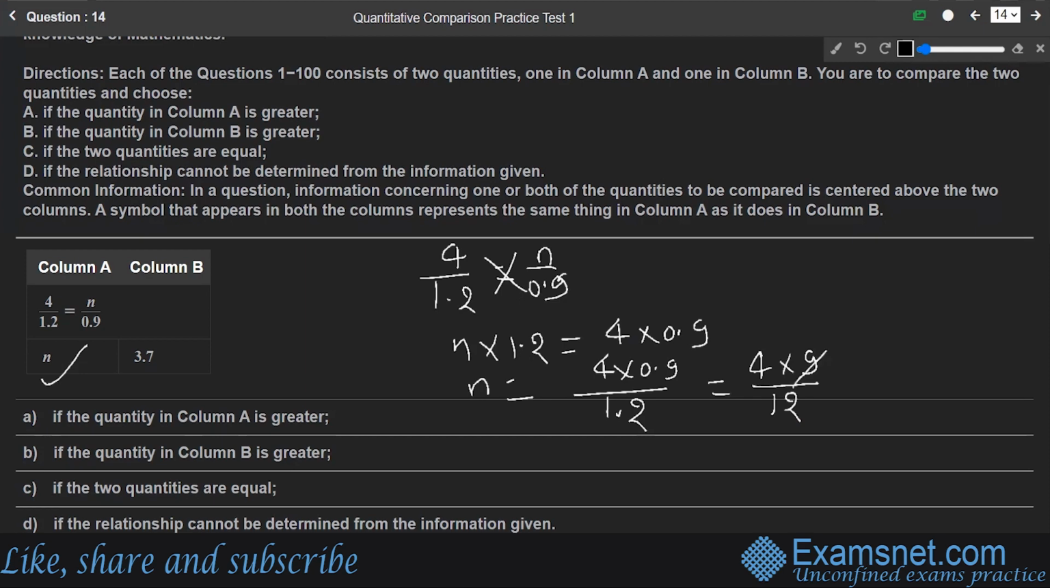So clearly we can cut the numbers also. So 3 3 ja 9, 3 4 ja 12, 4 and 4 gets cut. So the value comes out to be 3. So the n value comes out to be 3, and that is the column A's value as well.